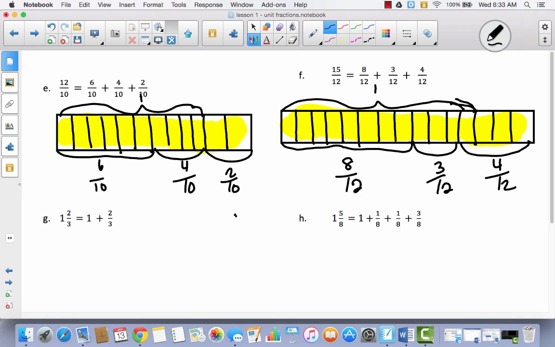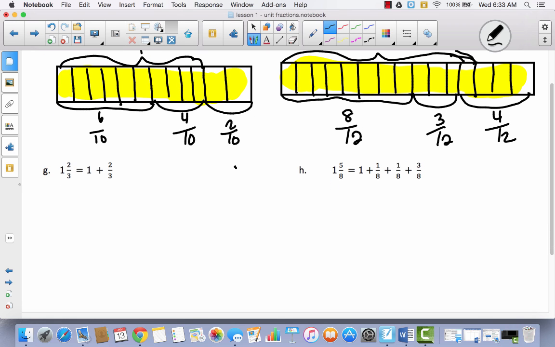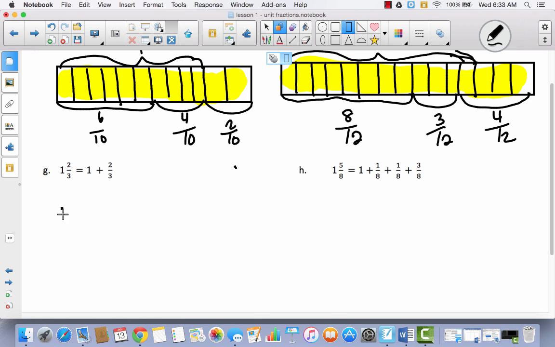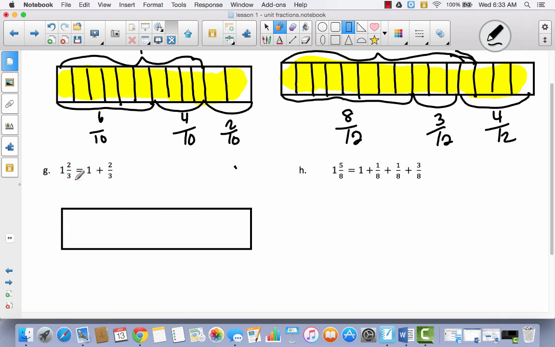All right, so now let's try G and H. Now you're going to notice they did this as a mixed number, but don't be afraid of the mixed number. It's just like what you've already been doing. So let's go ahead and draw our tape diagram. So we have 1 whole plus we have 2 thirds. So let's go ahead and make our whole first. Now these are thirds. So I'm going to have 2 thirds left over. So I'm going to actually make this about like this, okay? So this is going to be my whole.